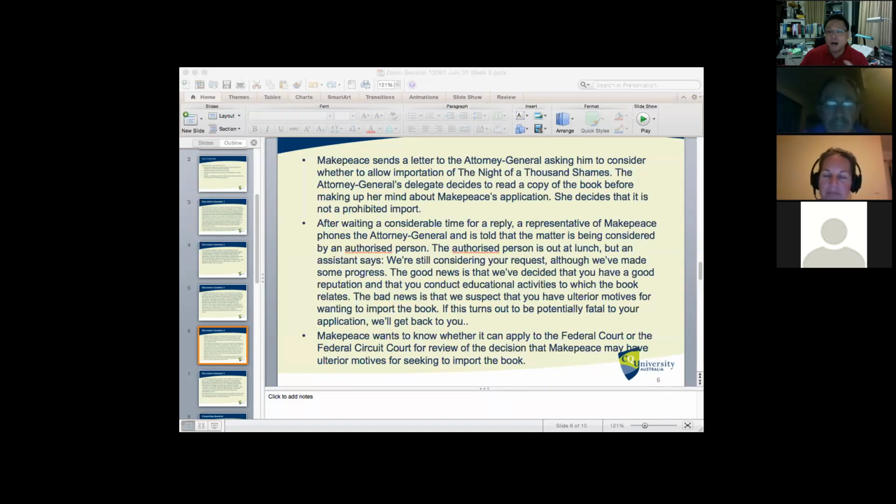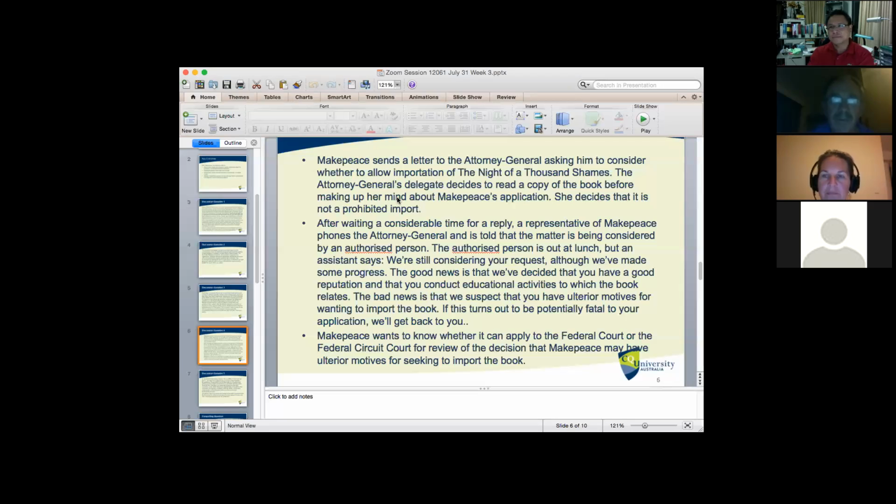Assuming it was a final and operative decision, would there be another reason why this may not be reviewable under the ADJR Act? Does Makepeace have standing? Yes. How do we answer that question, whether or not Makepeace has standing?